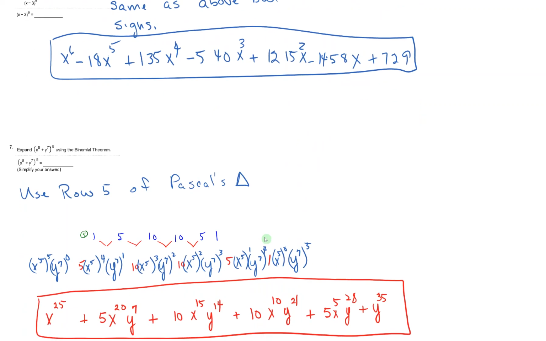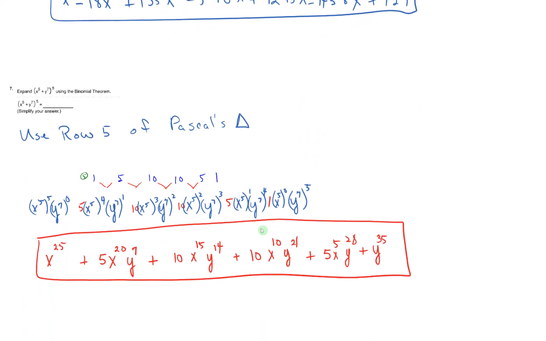The last one is to the 5th, but it has x to the 5th, y to the 7th. So use row 5 of Pascal's triangle. That's this one here. Then we have x to the 5th to the 5th, x to the 5th to the 4th, x to the 5th to the 3rd, to the 2nd, to the 1st, and to the 0. So put that in parentheses. Then you have y to the 7th to the 0, to the 1st, to the 2nd, 3rd, 4th, 5th. Remember, with the second one, you are going up, and the first one you're going down.